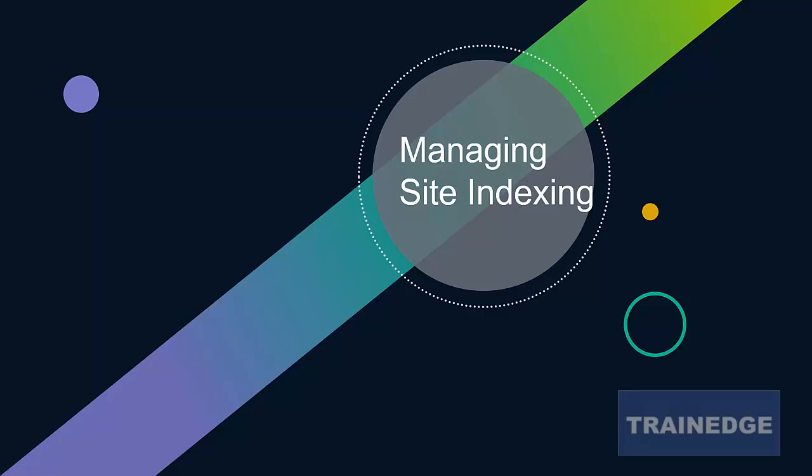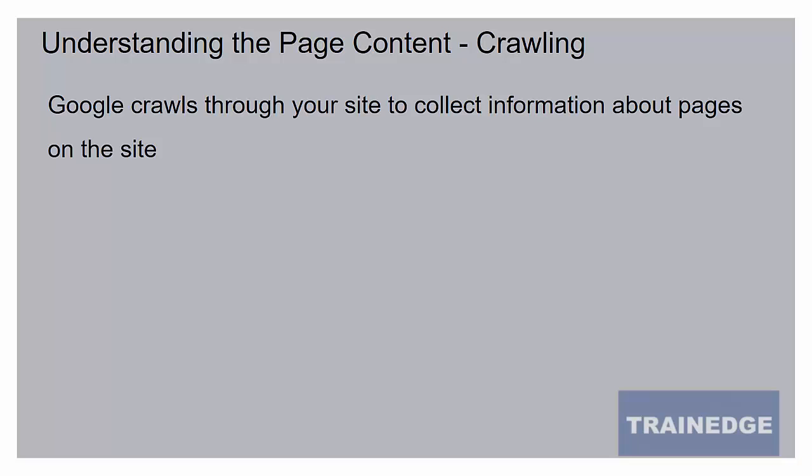In this video, we will learn about how Google indexes a website. Google uses a process called crawling to understand the page content. It crawls through your site to collect information about pages on the site.